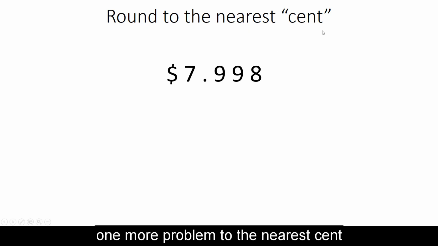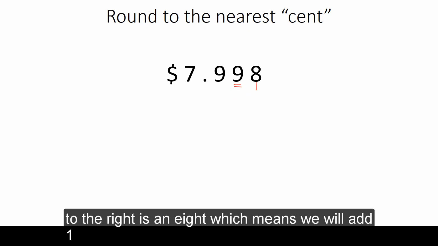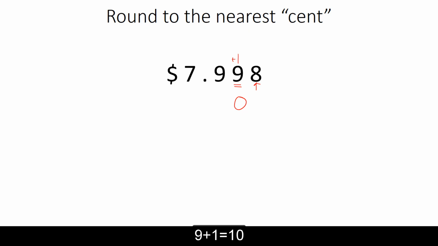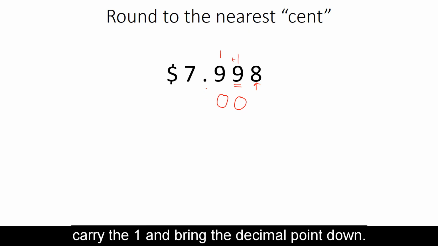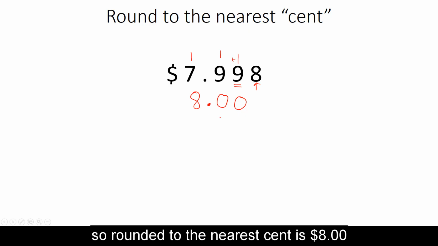One more to the nearest cent. The 9 is in the cent location. To the right is an 8, which means we're going to add 1. 9 plus 1 is 10. Carry the 1. 9 plus 1 is 10. Carry the 1. We'll bring our decimal point down. There's our carry. 7 plus 1 is 8. So rounded to the nearest cent would be $8.